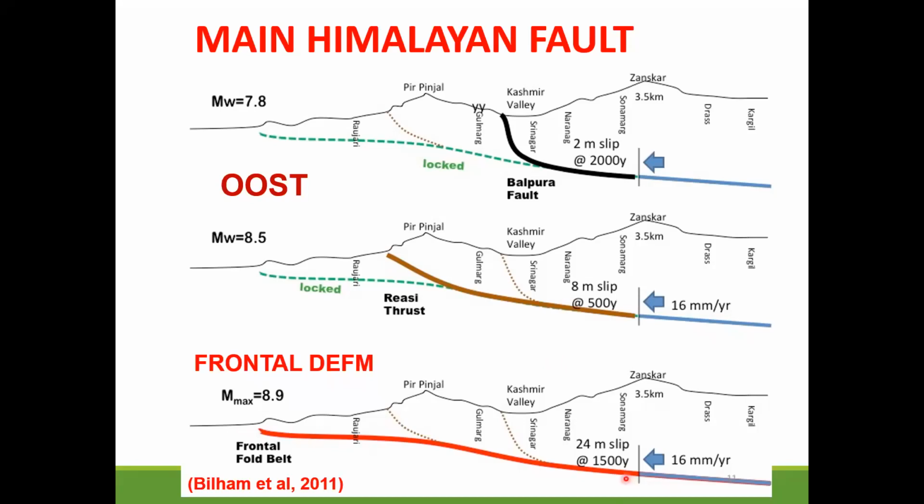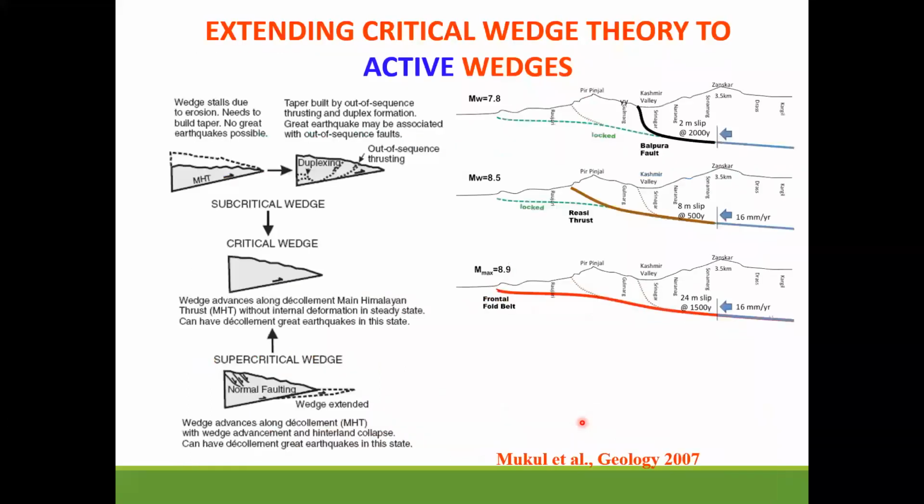So this is the understanding that we have. Now if we want to take this and connect it with critical wedge theory, this is like the bulldozer where you could move the dirt after building the taper. So it became a critical state. Whether it's supercritical or critical, you can drive the slip all the way to the front and deform the frontal part. That would definitely cause a great earthquake. So this slip along the main Himalayan thrust is causing, or has the potential to cause, great earthquakes.